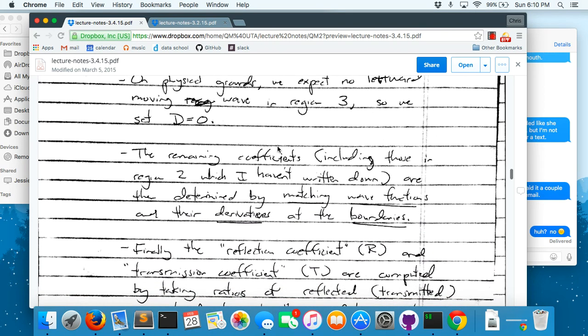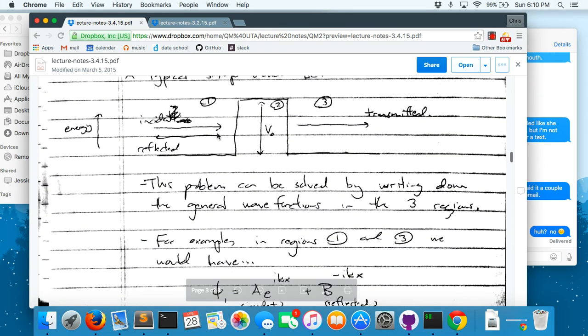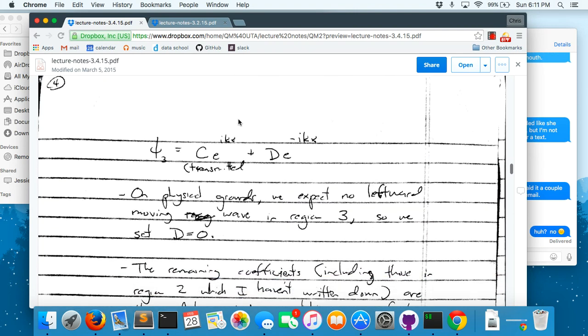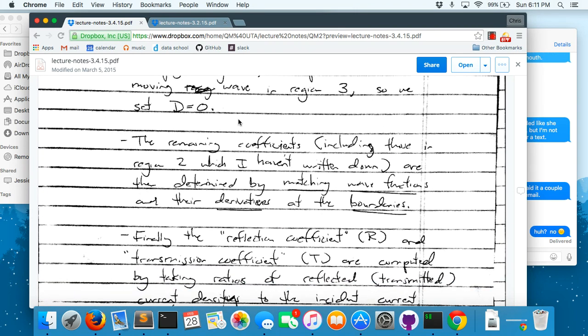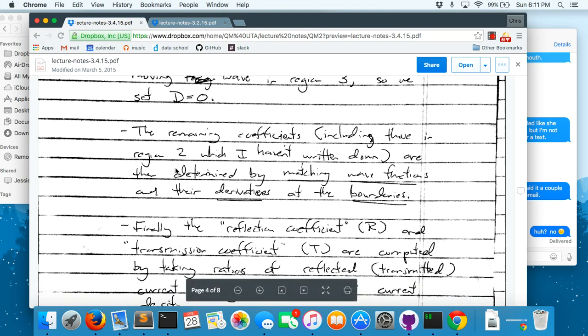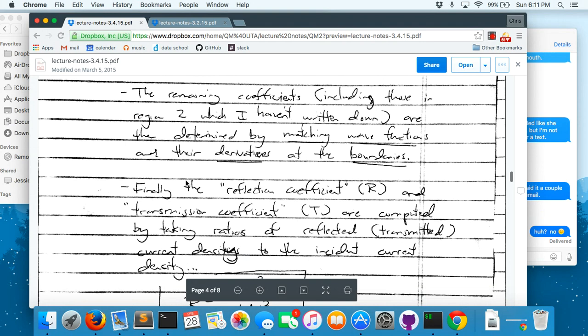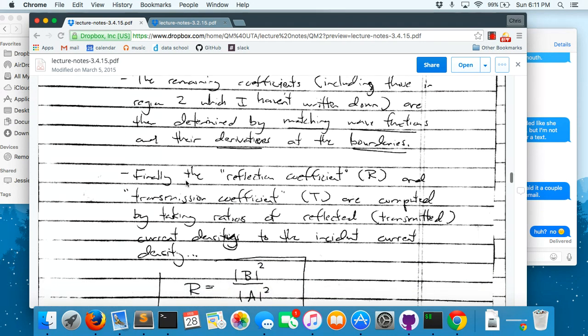And so what we would do is use the remaining coefficients, right? So we basically write down the wave function in regions 1, 2, and 3, and then use our boundary conditions, right? And do the matching between regions 1, 2, and 3. I haven't written down the wave function in region 2, but it doesn't matter for this discussion, okay?